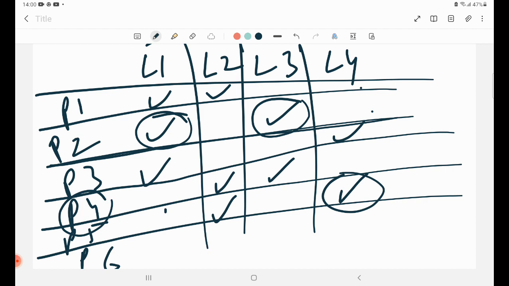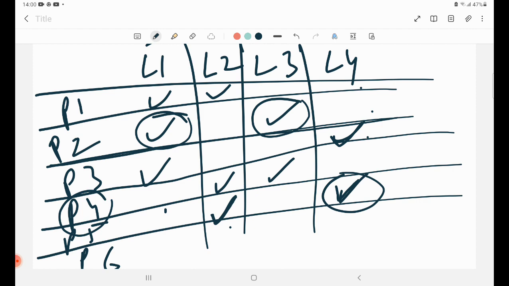L4 is something that only P3 knows, right? So I have chosen a safer position, L2. Now see, this language is only known to P3. So therefore I must choose a language that P3 doesn't know. P3 doesn't know L2, so I've chosen L2, right?